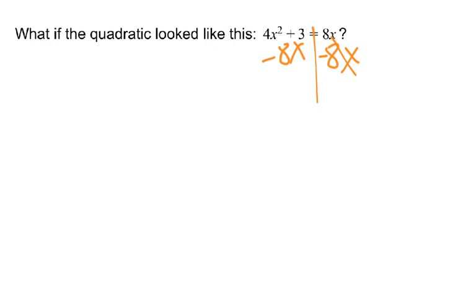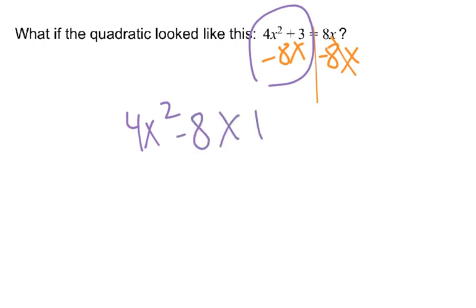And then again, just be really, really careful, guys, how we write this. We want to write the 4x squared first. Then I for sure want to write this -8x next. And lastly, we put our c value, which is our 3, equals 0. And then you can use either box or slide divide to finish off the problem.